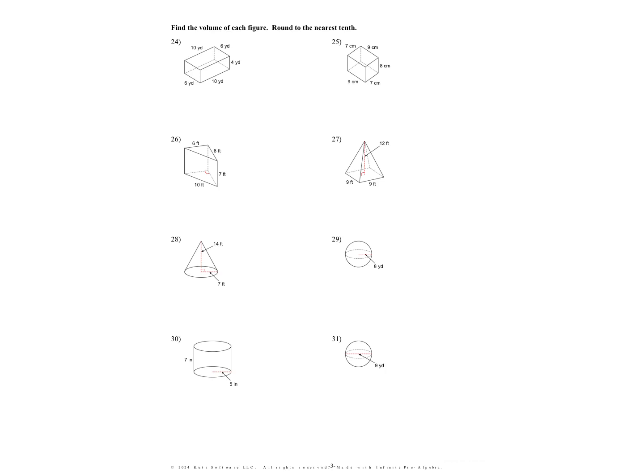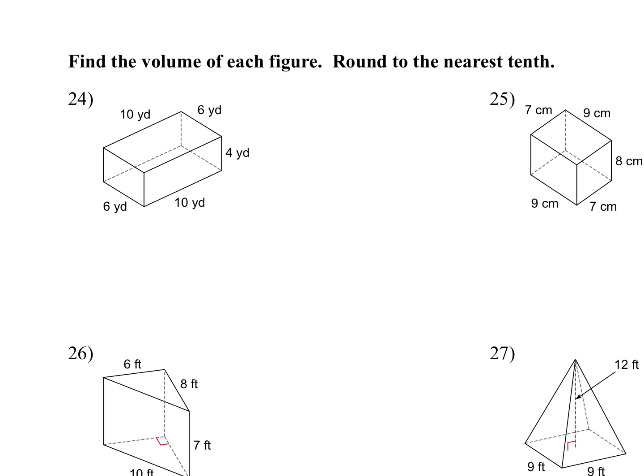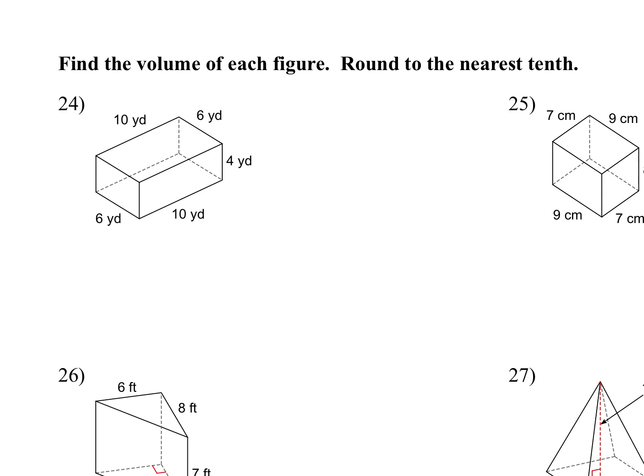Okay, so flip over to number 24. Again, start with what the shape is. What is the shape of 24? It is a prism. What formula am I going to use? V equals B, base times height. Capital B times H.